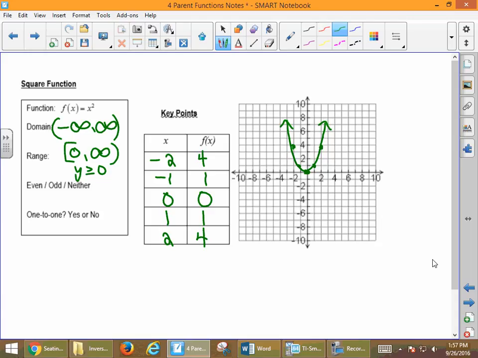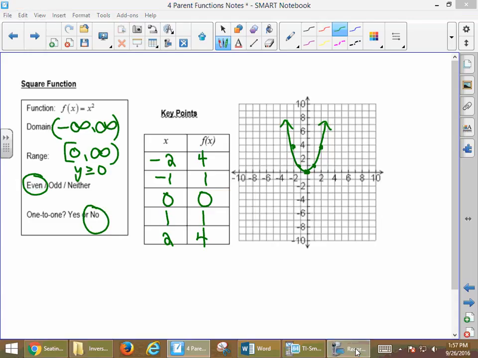Is this function even, which means symmetric with respect to the y-axis? Odd, symmetric with respect to the origin, or neither? It's even. We can fold this graph in half, and one half will land directly on top of the other. Is our function 1 to 1? No.